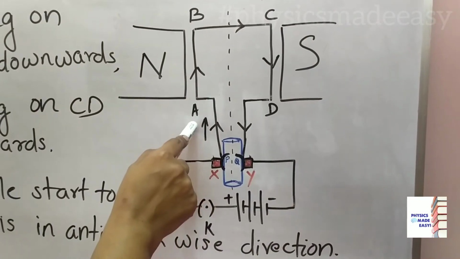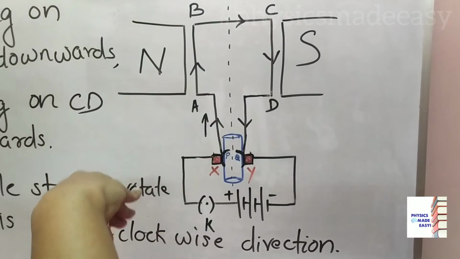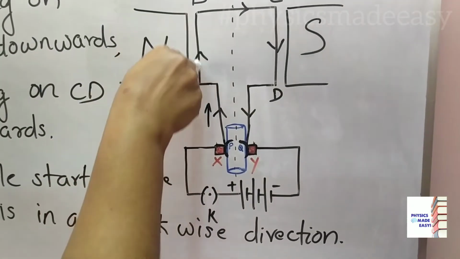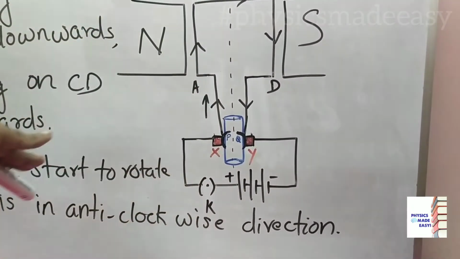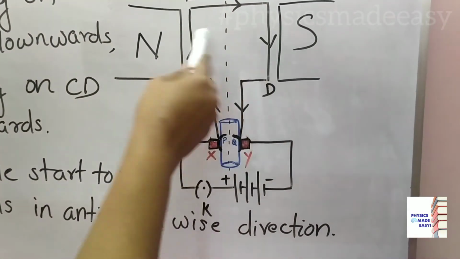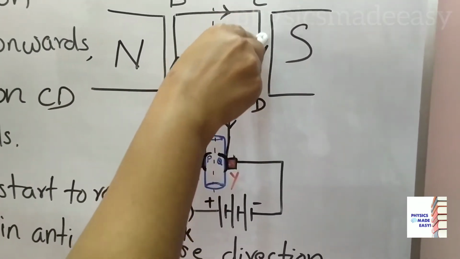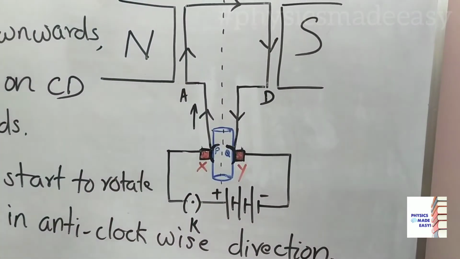Listen here, from A to B, current is moving, and this part moves down. The force pushes AB in the downward direction. But here the direction of current is from C to D, opposite to that from A to B. So CD will move upwards due to that force.